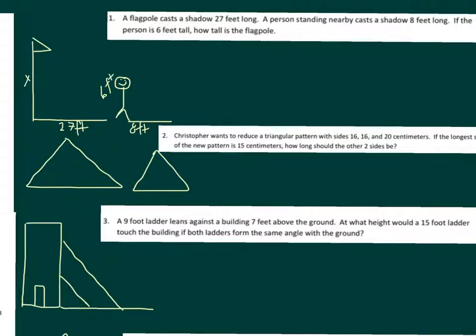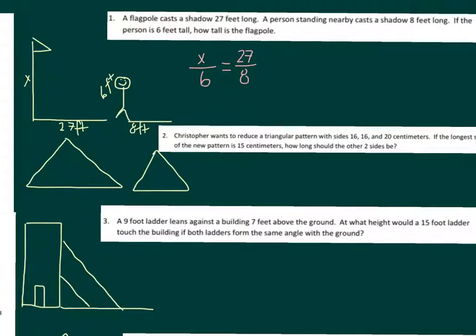Well, I can see already some corresponding lengths here. The length of the flagpole corresponds to the height of the person, and the length of the shadows also correspond to one another. So I could say that x corresponds to 6 feet, so those are the heights of the flagpole and the person, to the shadows that they created. So the flagpole created a shadow of 27 feet, and the person created a shadow that was 8 feet long.